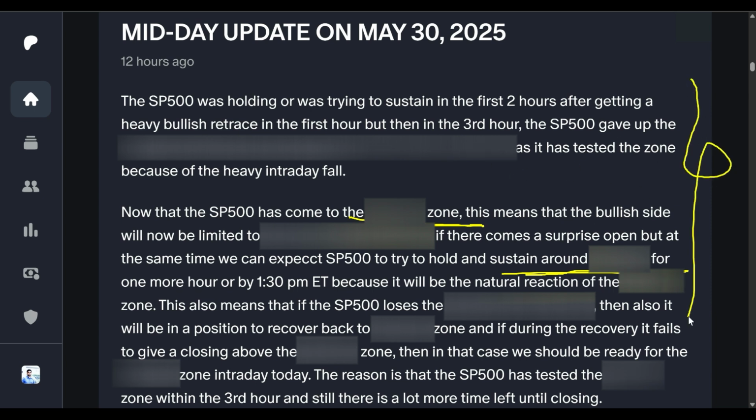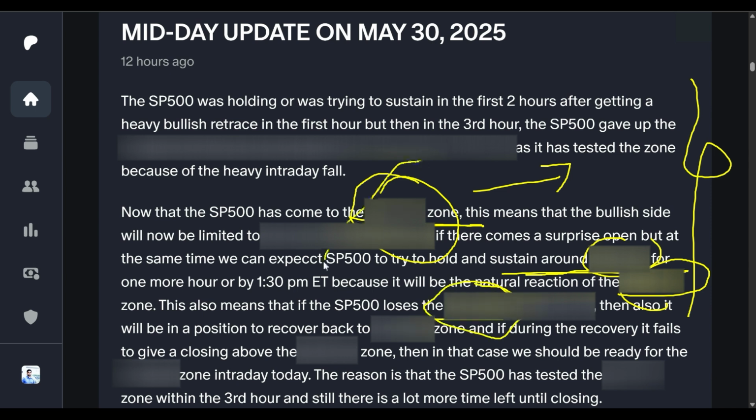So again and again in the updates to my Patreon community members, I mentioned how this zone is going to play a very important role, under what condition this zone will be considered lost, that there will be no recovery, and under what conditions the S&P 500 will be able to recover and sustain above the zone. All of these conditions were given very clearly.